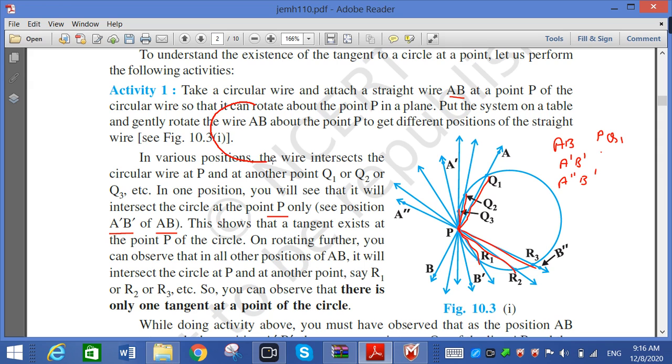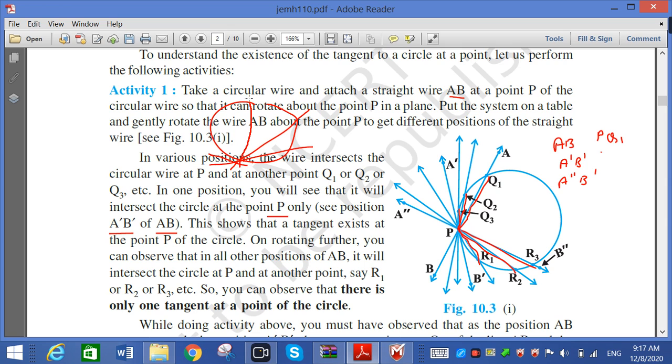Or we can see that it goes on reducing. We can say reduce. The length keeps reducing. One condition will also come: it will touch and go. So this is activity based. There is only one tangent at a point of the circle.